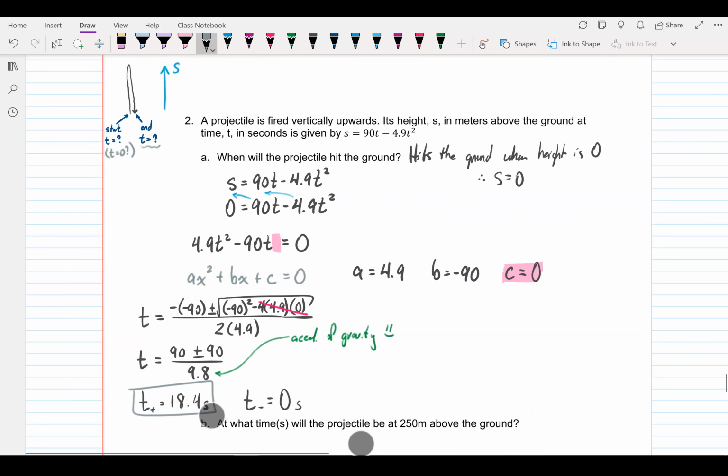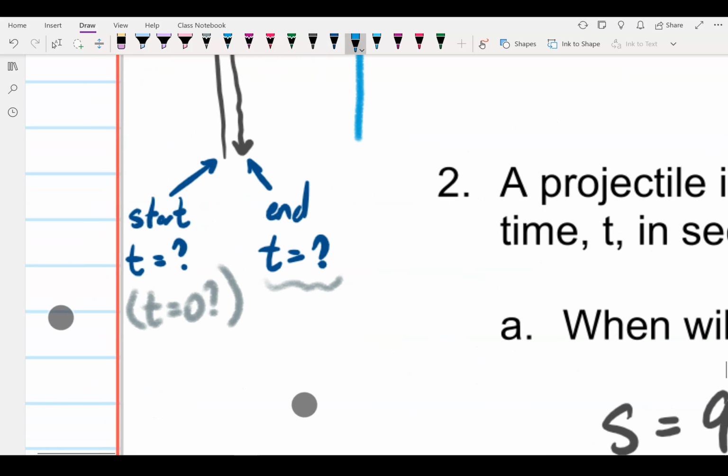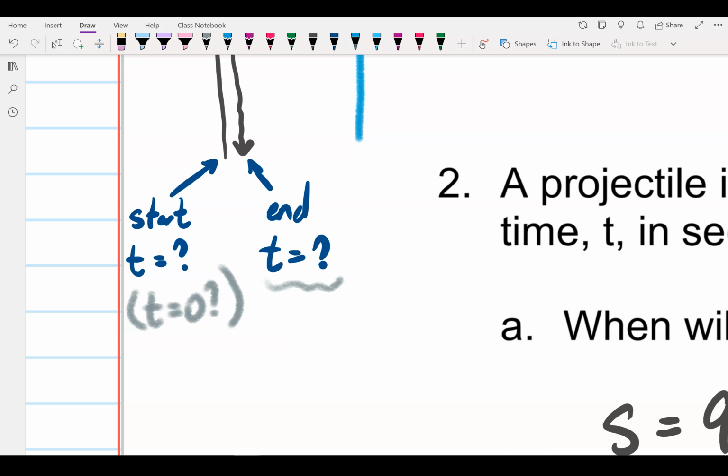So let's go back to our picture at the start. Which one of these answers is correct? Well, the 0 is before it even got shot. It's right as soon as it got shot out of the cannon or gun or whatever we're talking about. We care about the 18.4 seconds after it has been in the air for a while.